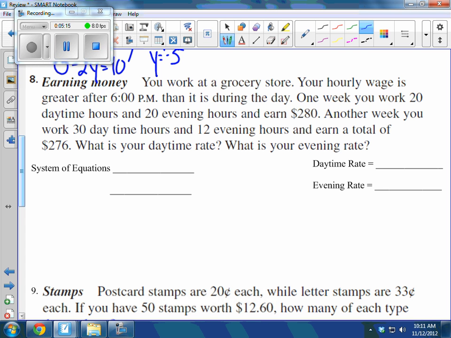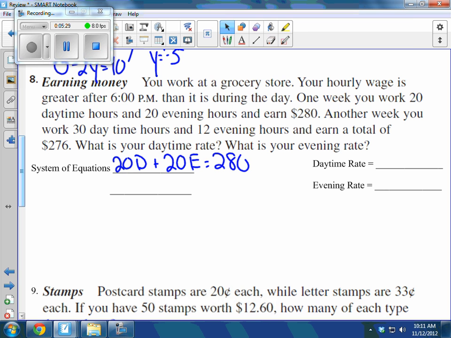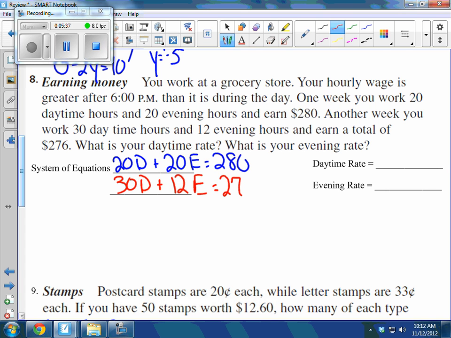So my first equation comes from the $280 day. I work 20 daytime hours and 20 evening hours, and when I'm done, I've made $280. And then in my second equation, that's the second day, I worked 30 daytime hours plus 12 evening hours, and when I was done, I had $276.